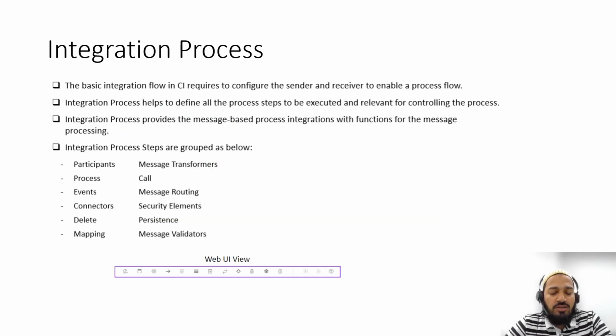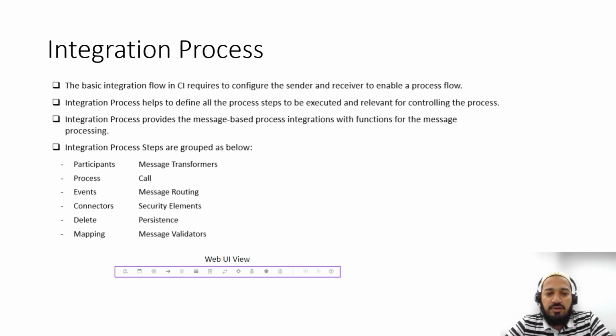The relationship between the integration and the process flows is one to n, so we can have multiple integration flows in one integration, right? Integration process basically requires configuring sender and receiver, as we mentioned, and then the integration process helps to define the process steps, and we can design them and control the process in a stepwise manner, and then provide the message based processing integration with functions of the message processing, right?